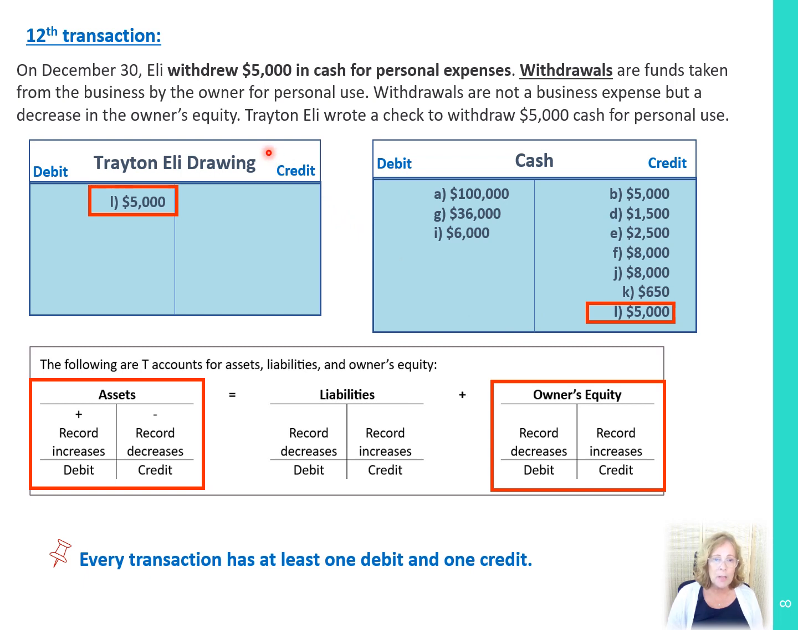Why don't we just use the capital account? Well, when we prepare the statement of owner's equity, we'll need to list the owner's withdrawals on a separate line, and that's a lot easier when we're tracking the withdrawals in a separate account. So let's debit Trayton Eli's drawing account for $5,000.